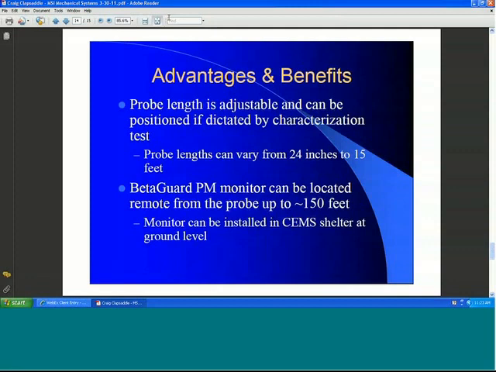Another advantage of the BetaGuard is that it can be located remote from the probe up to about 150 feet. We have two installations that are at about 165 feet. So for some of the installations in the cement industry, we would be able to install the monitor at the CEMS shelter at ground level. This means that for doing quarterly audits and things like that, no one would have to climb the stack, and that's a pretty important point. Next.